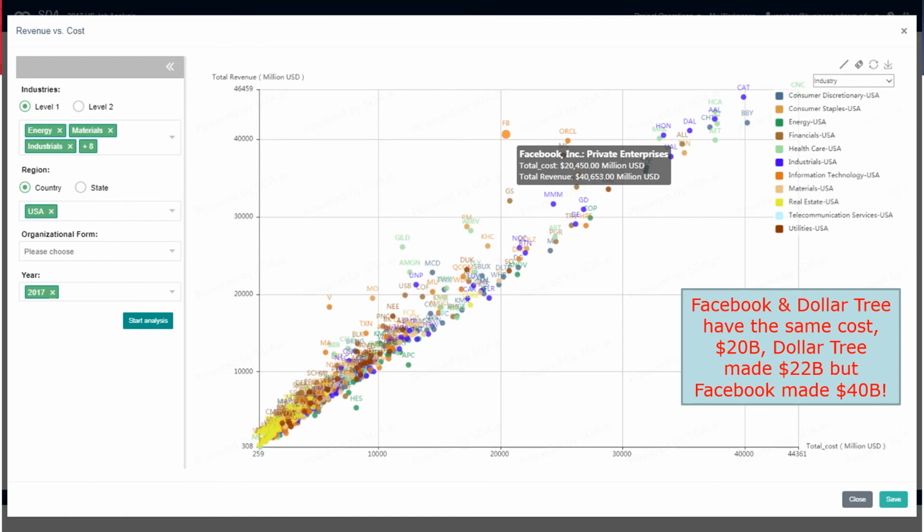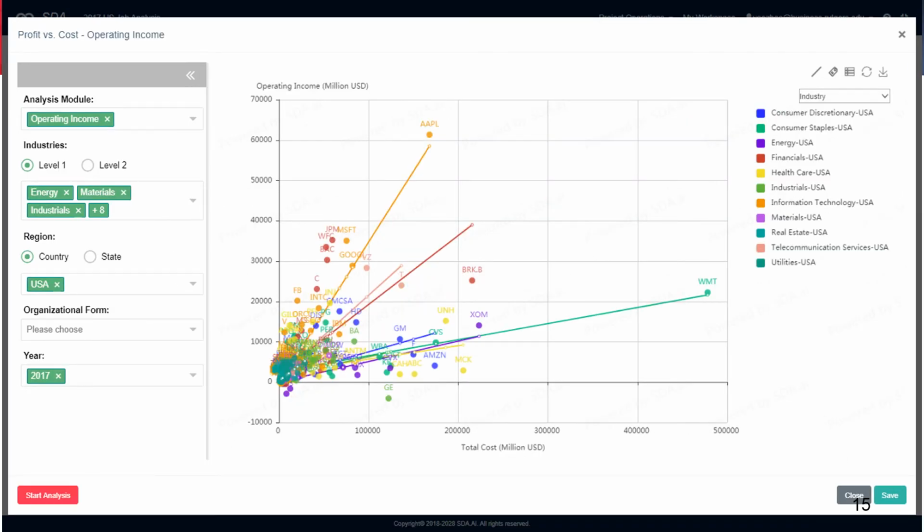This means that using the same effort, companies can generate very different returns. Dollar Tree and Facebook clearly come from different industries. These examples imply that if you enter different industries, you may have very different money-making potential. To see the impact of industry on profitability, that is, with the same amount of effort or cost, how much money companies can make in various industries, we should first use the tool of operating income versus cost.